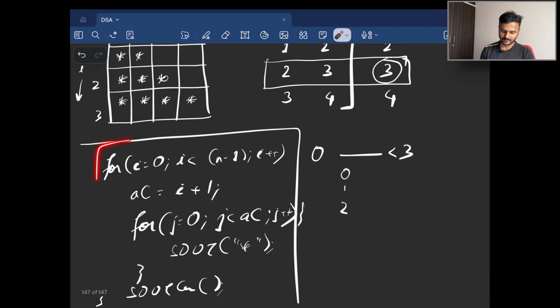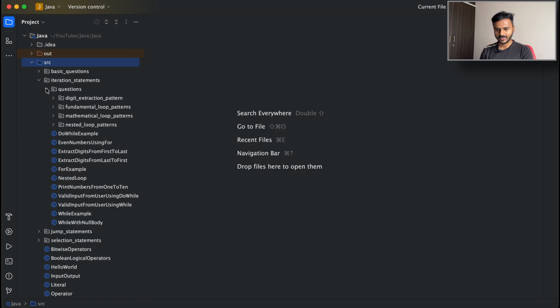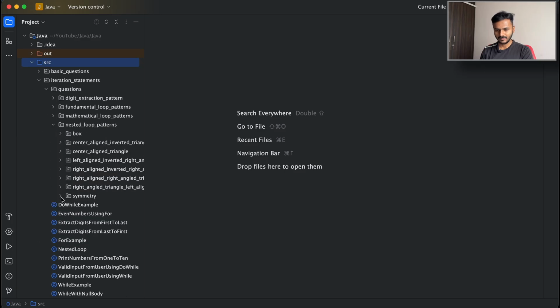So assuming that this is understood, let's write this part of the code in IntelliJ, and then let's continue from there. So here we have SRC, then we have iteration statement, then questions, then nested loop patterns, and we have symmetry.